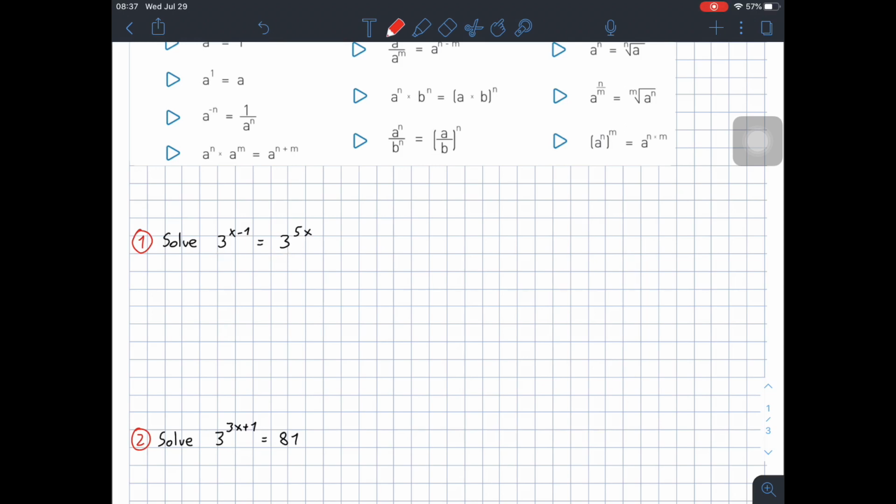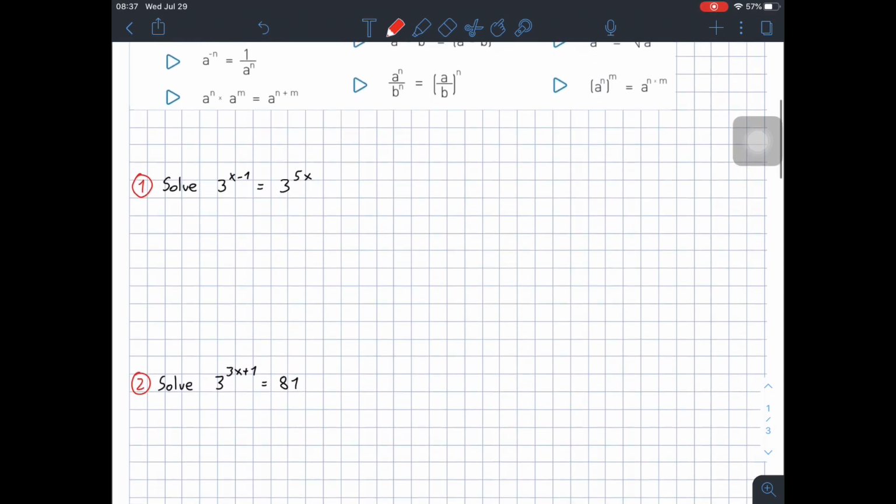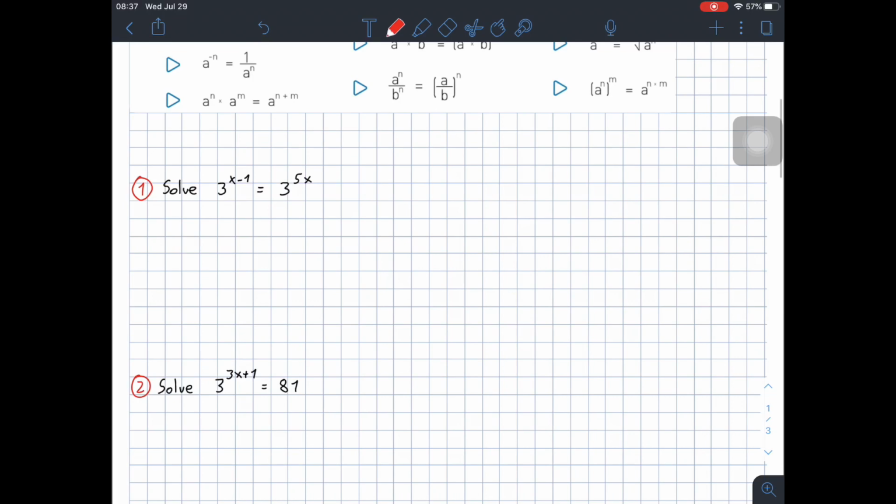So if you take a look at the first exercise, it says solve 3 to the power of x minus 1 is equal to 3 to the power of 5x. As I told you, the objective is first of all to seek for having the same bases. Okay, in this case, we already have the same bases. This is a very basic example. So once we have the same bases on both sides, then we can equate both exponents, right?